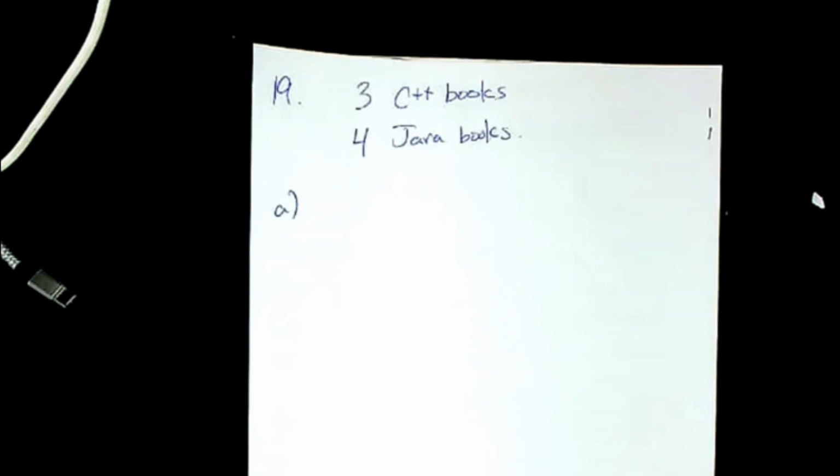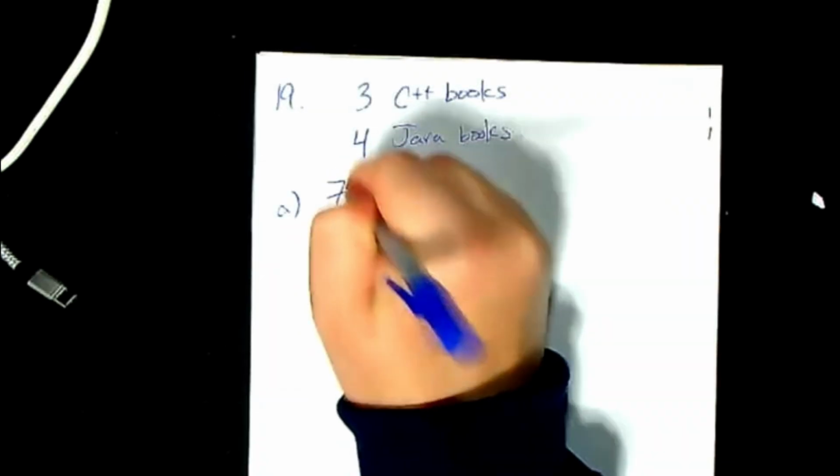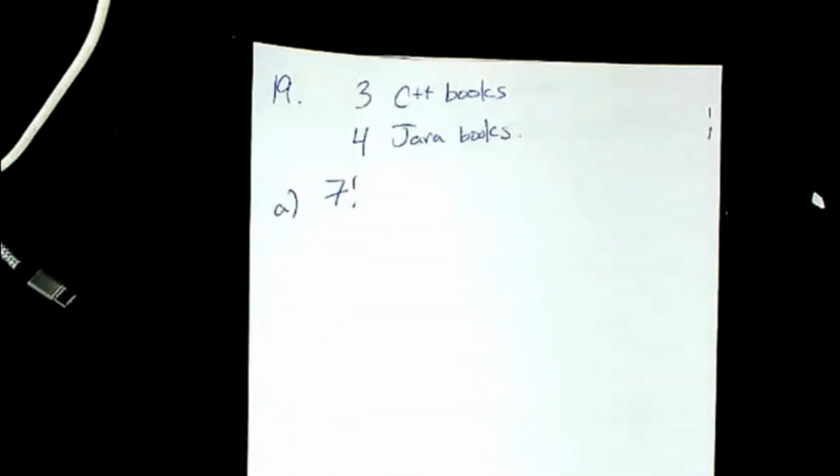For part A is just that there's no restrictions. What's that going to be? How many ways could I stick them on the shelf? Yeah, good. 7 factorial. Nice and easy. I won't even try to write out the details. Again, you'd want to write out at least a sentence to explain where that came from.